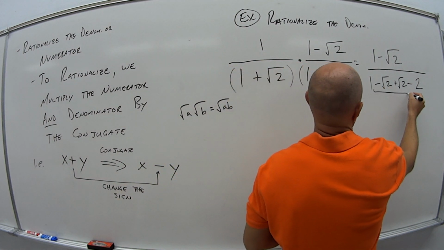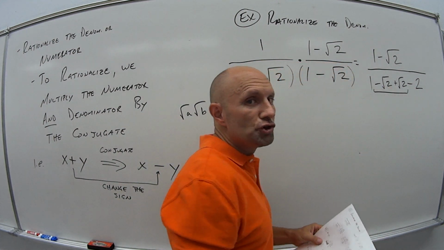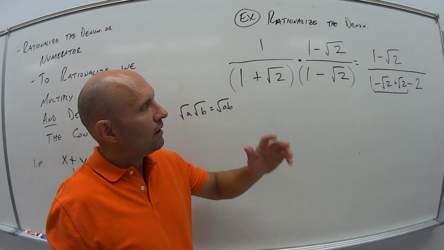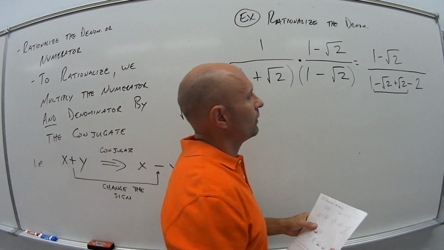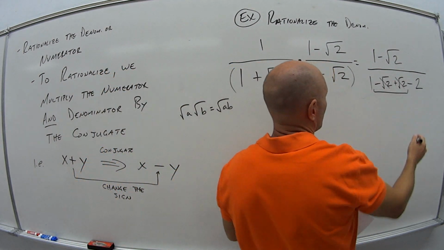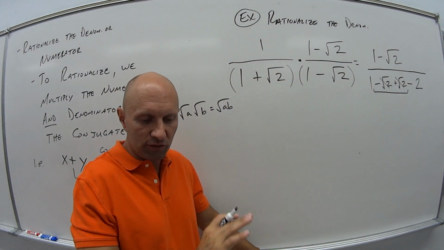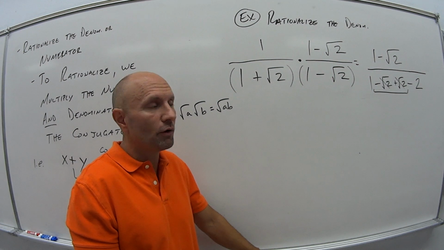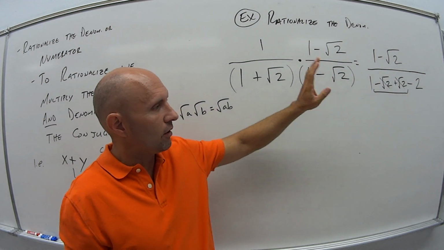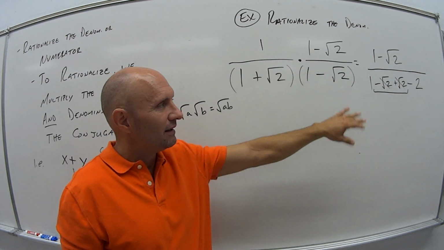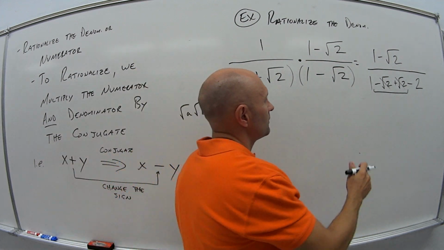Well, the inside and outside terms should be the opposite of each other. So minus square root of 2 plus square root of 2, these guys cancel each other out. If that didn't happen, then you didn't have the correct conjugate. Something went wrong. Either you FOILed it wrong or this conjugate was wrong, because that's the whole purpose here, is to eliminate that radical piece.